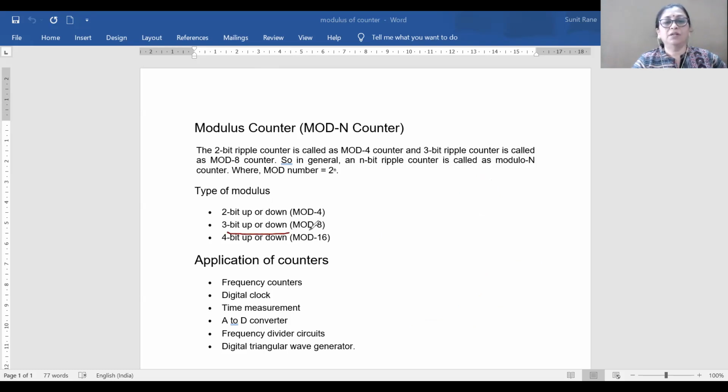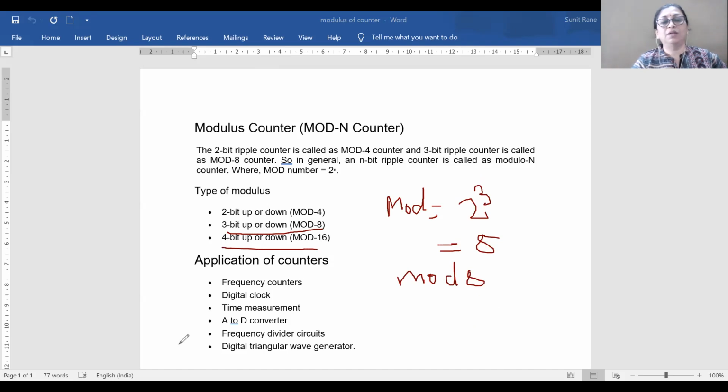Now if you consider a 3-bit counter, how are you going to count the modulus? Mod equals 2 raised to 3, so 2 raised to 3 is 8. It can count 8 states, and therefore this is called a mod 8 counter. Similarly, a 4-bit counter can be called a mod 16 counter because it is capable of counting 16 states.